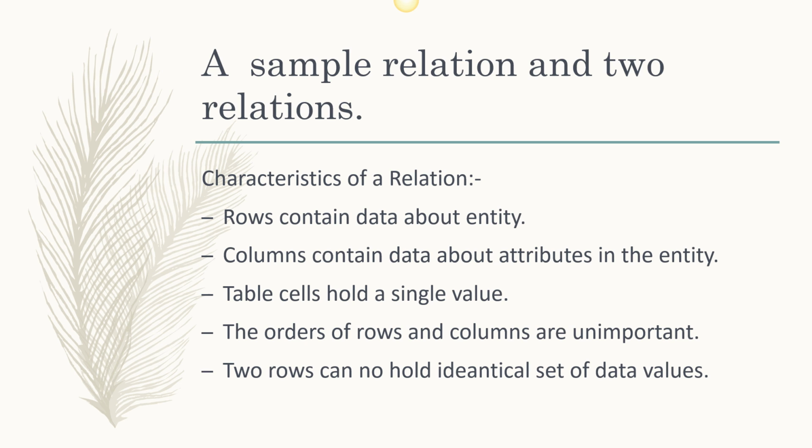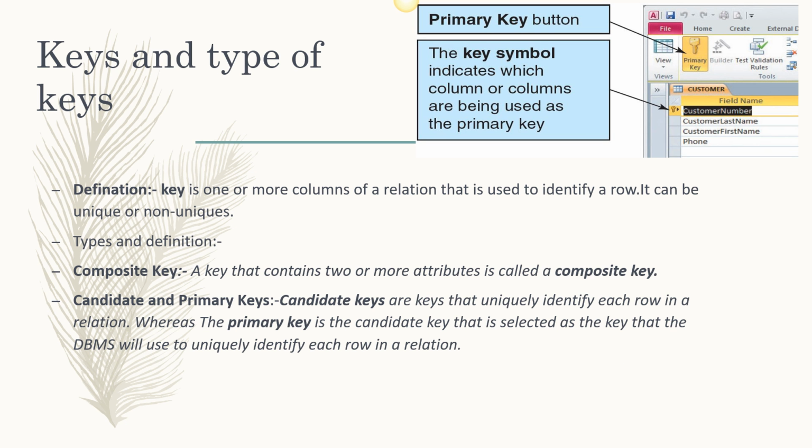Characteristics of a relation: rows contain data about entities, columns contain data about attributes in the entity, each table cell holds a single value, and the order of rows and columns is unimportant. Two rows cannot hold an identical set of data values. Keys and types of keys. Definition: a key is one or more columns of a relation that is used to identify a row. It can be unique or non-unique.